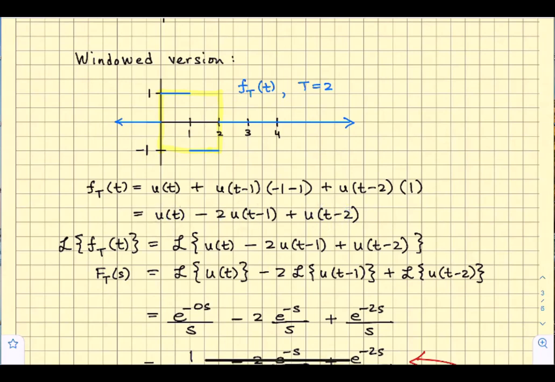Remember, the Laplace transform of this is the Laplace transform of this. We'll call this big F sub t of s. We're just going to Laplace transform the pieces using linearity and factor out the constants. We know that the Laplace transform of u of t minus a is e to the minus as over s. Here my a is 0, here my a is 1, here my a is 2. So these are very easy Laplace transforms to compute.